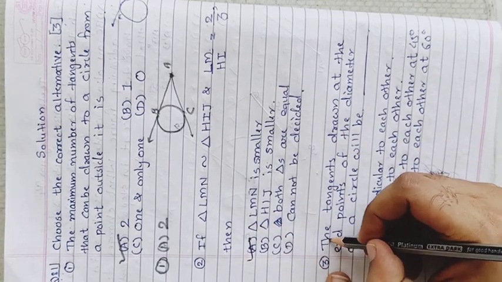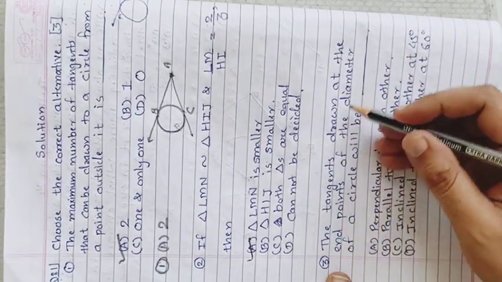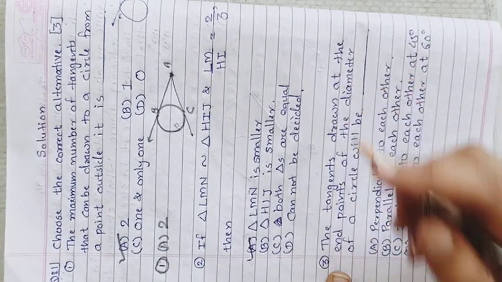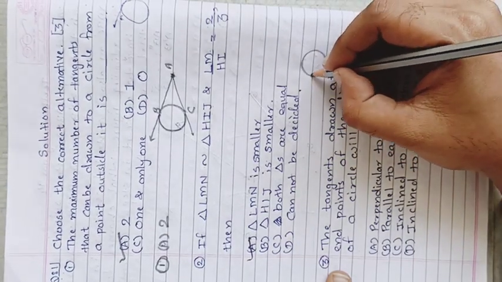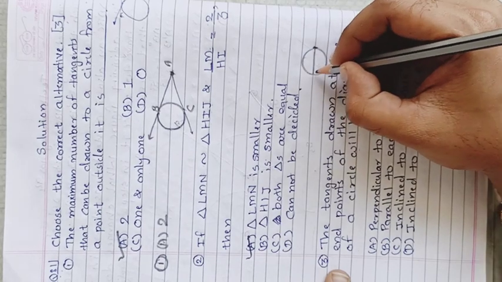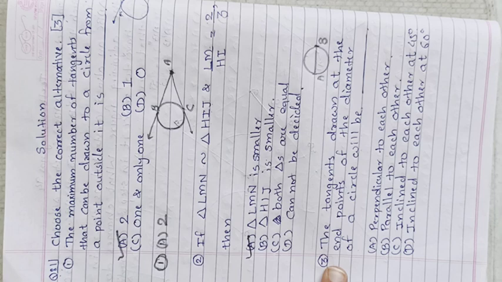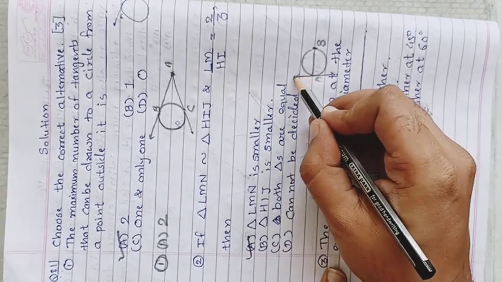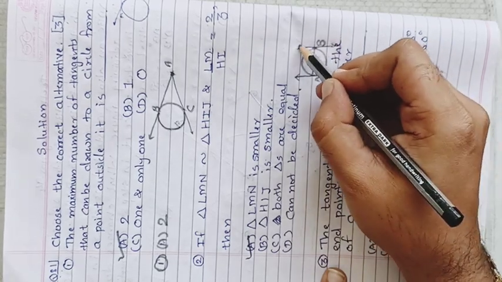Next, the tangents drawn at the end points of the diameter of a circle will be. So for that we need to draw a circle and a diameter. These are the end points of the diameter. If I write the name of the diameter AB, then the end points are point A and point B. Through point A I can draw 1 tangent. Through point B I can draw 1 more tangent.